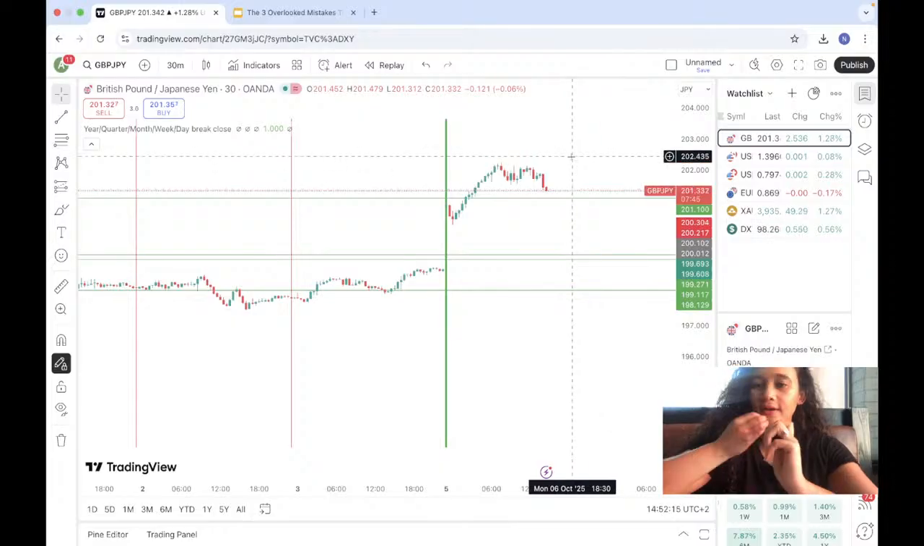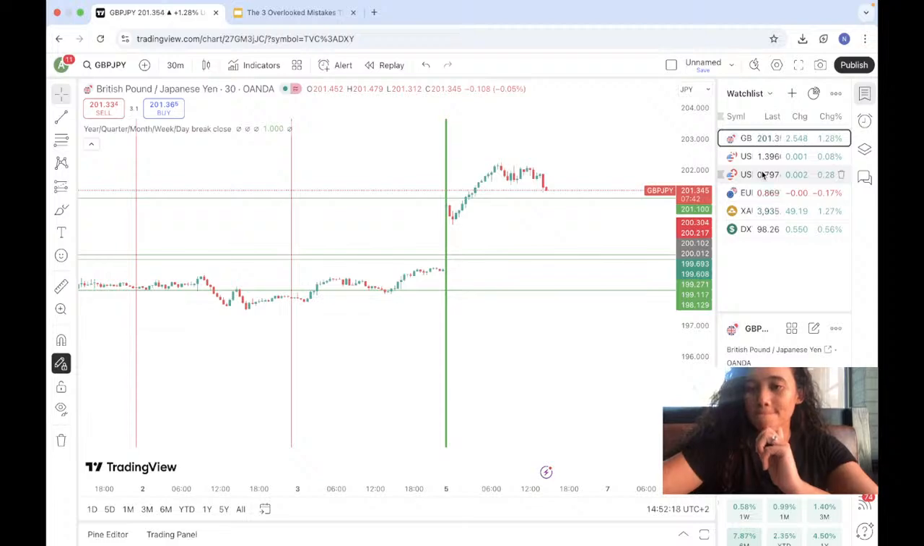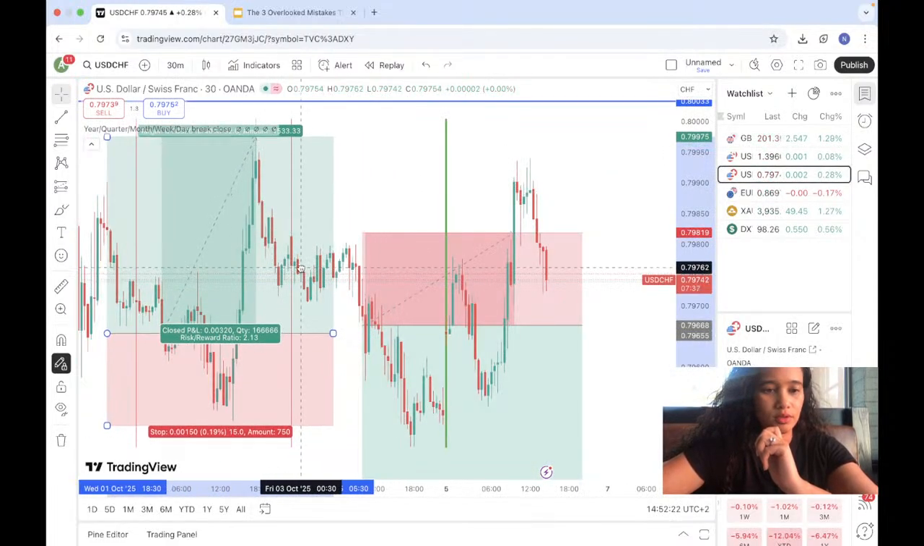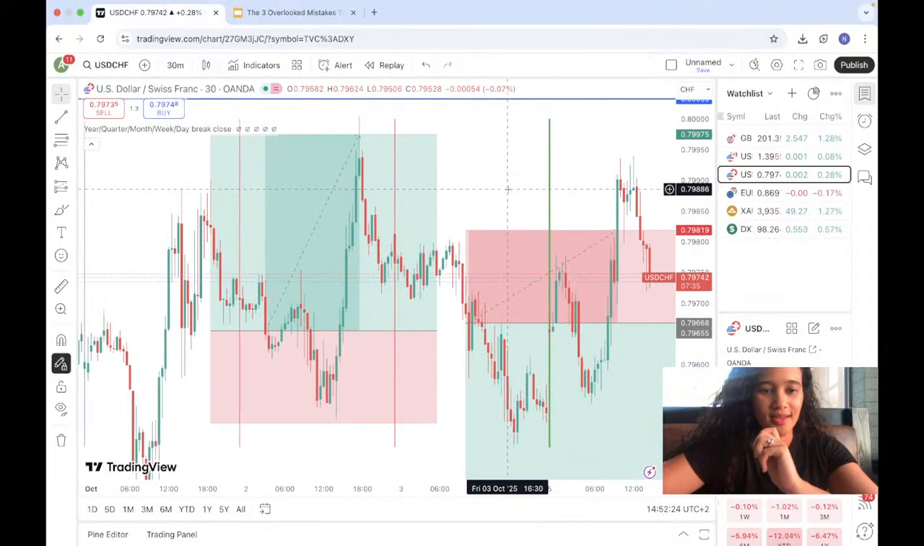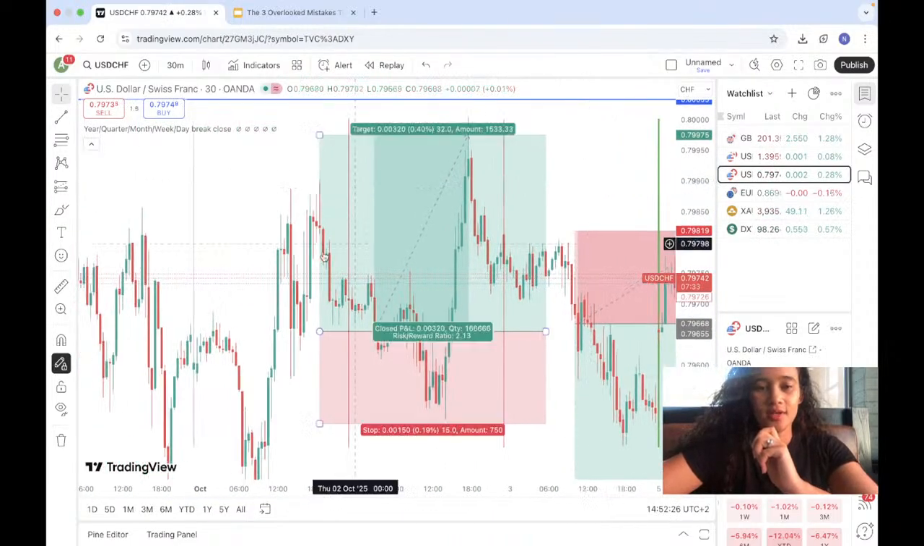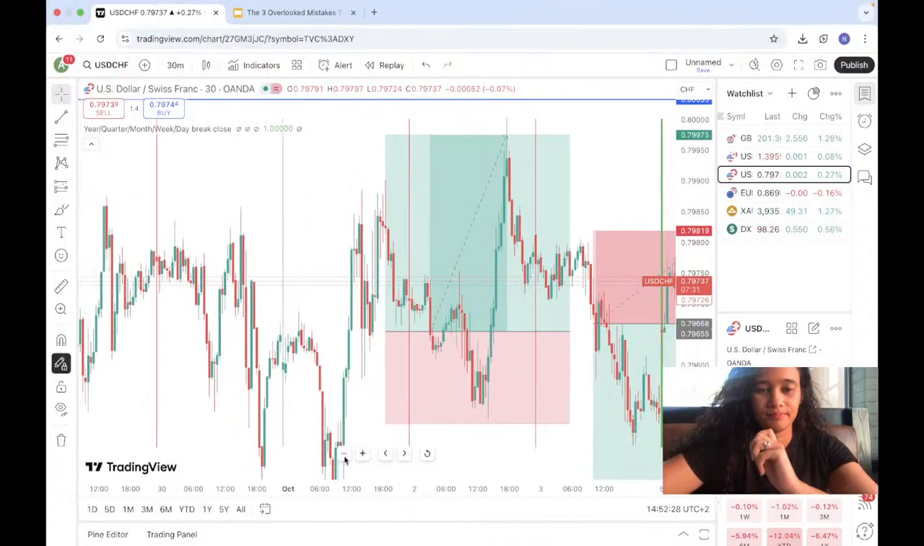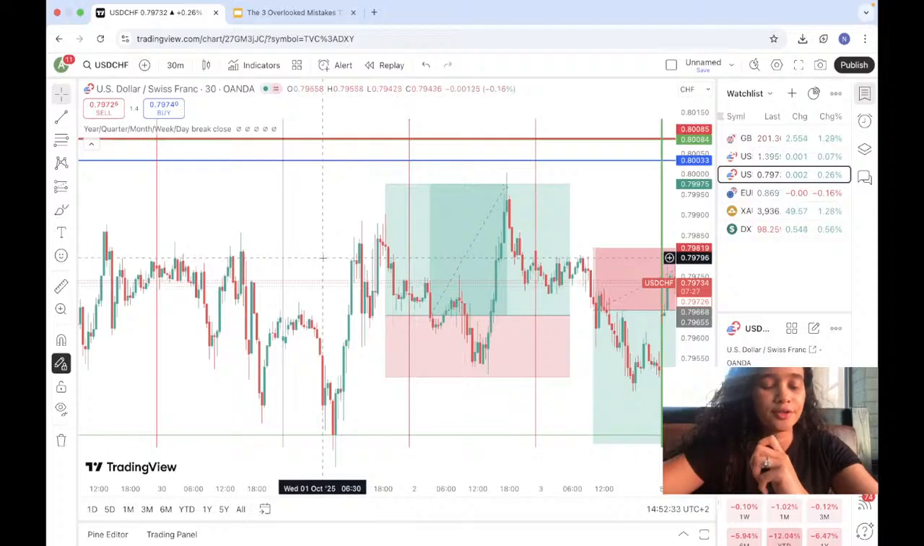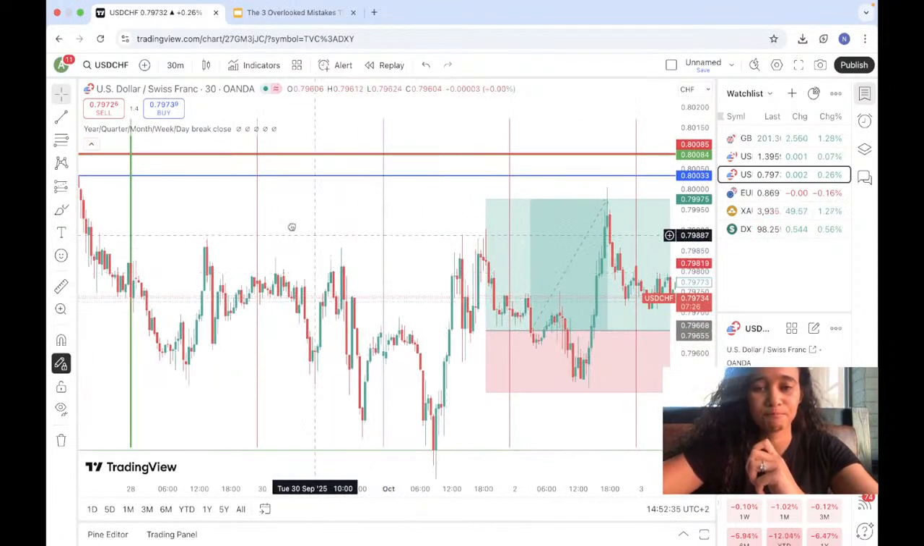Okay, let's have a look at my USD. Yeah. Okay, let me zoom out a bit. If you have any questions, obviously I'm just giving a market outlook, not doing really too much breakdown here.